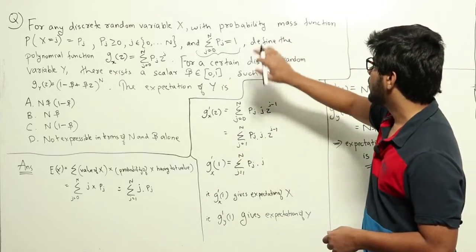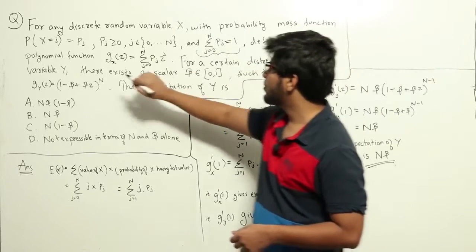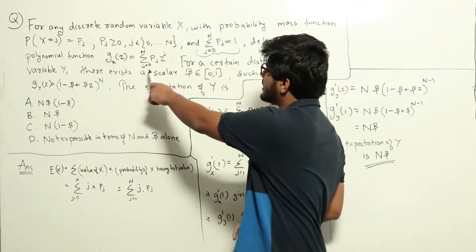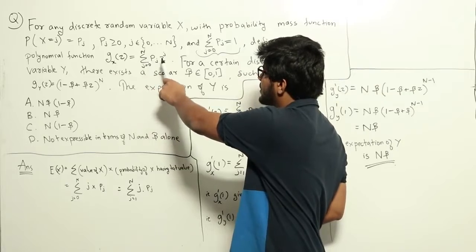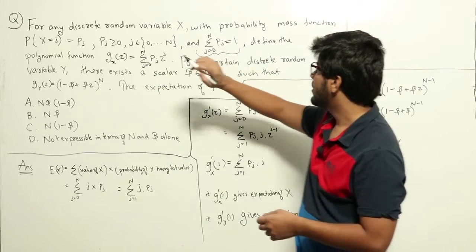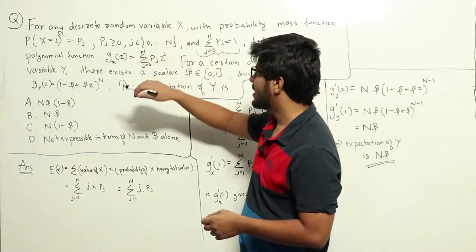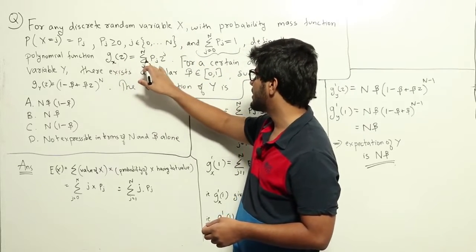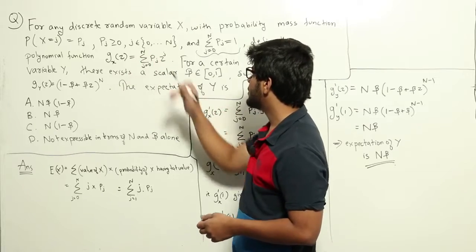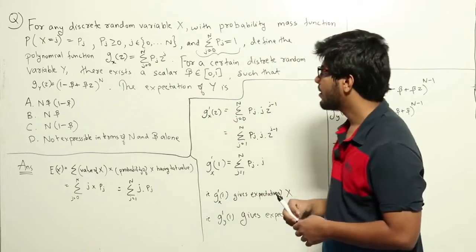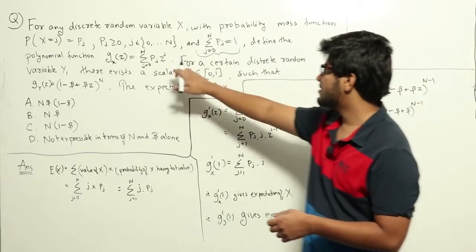Now on top of x, they have given us a polynomial function g x of z that is equal to sigma j equal to 0 to n, P of j into z raised to j. So for our random variable x, they have given one additional polynomial function g x of z that will be equal to sigma j equal to 0 to n, P of j into z raised to j. What this polynomial function gives, we don't know, but they have given us this data.